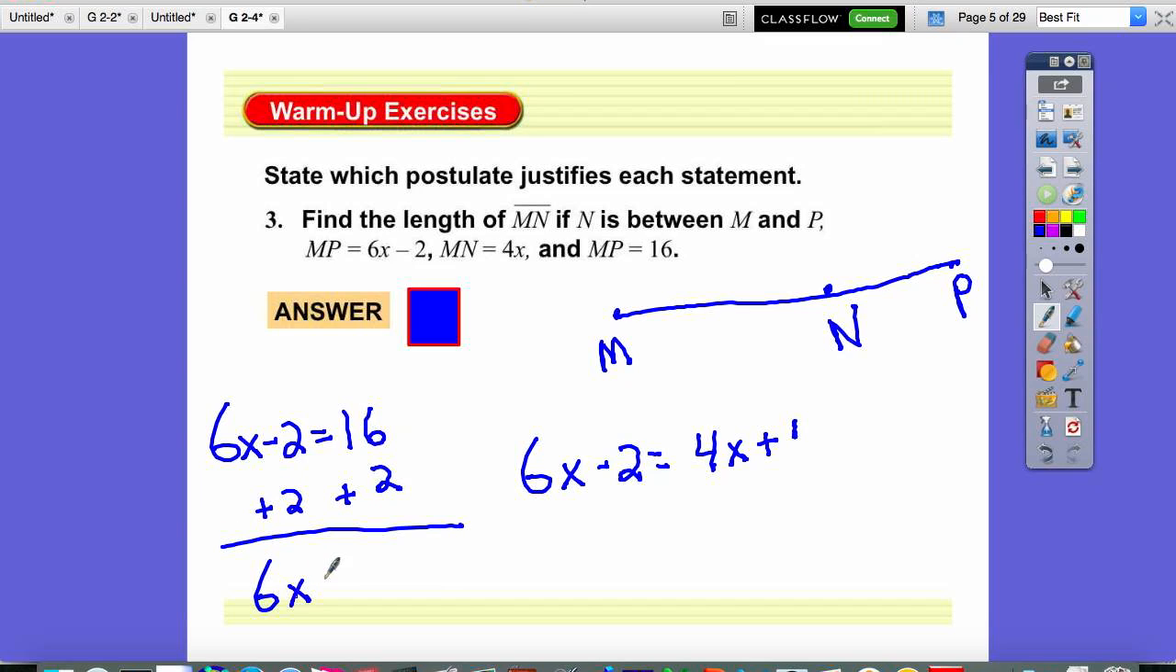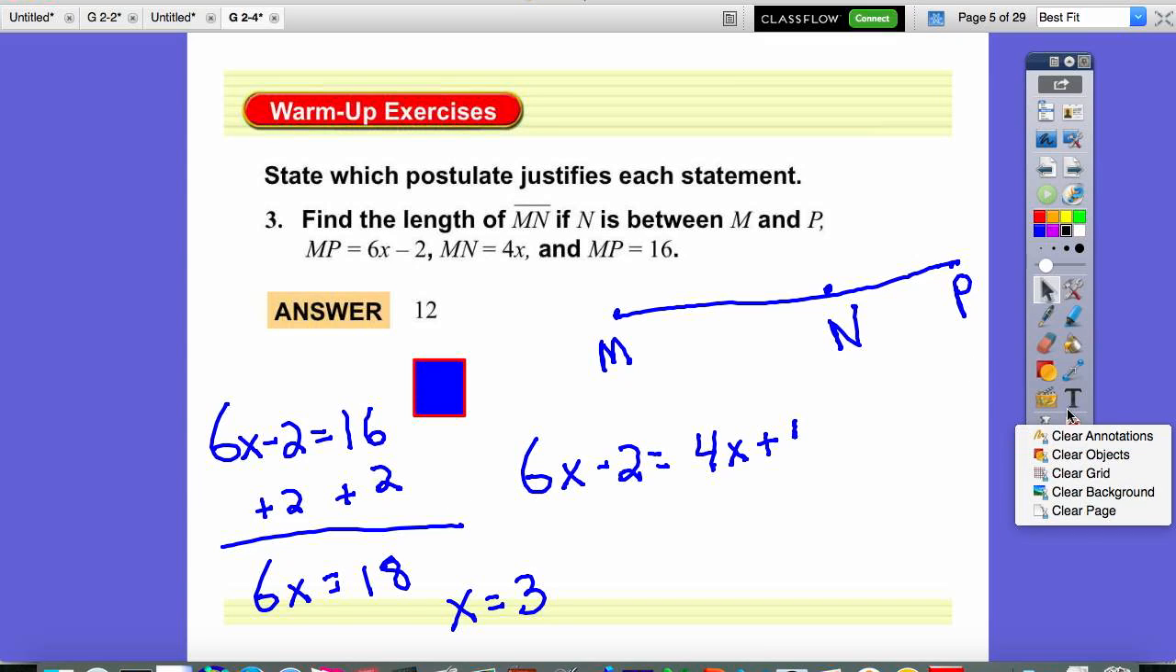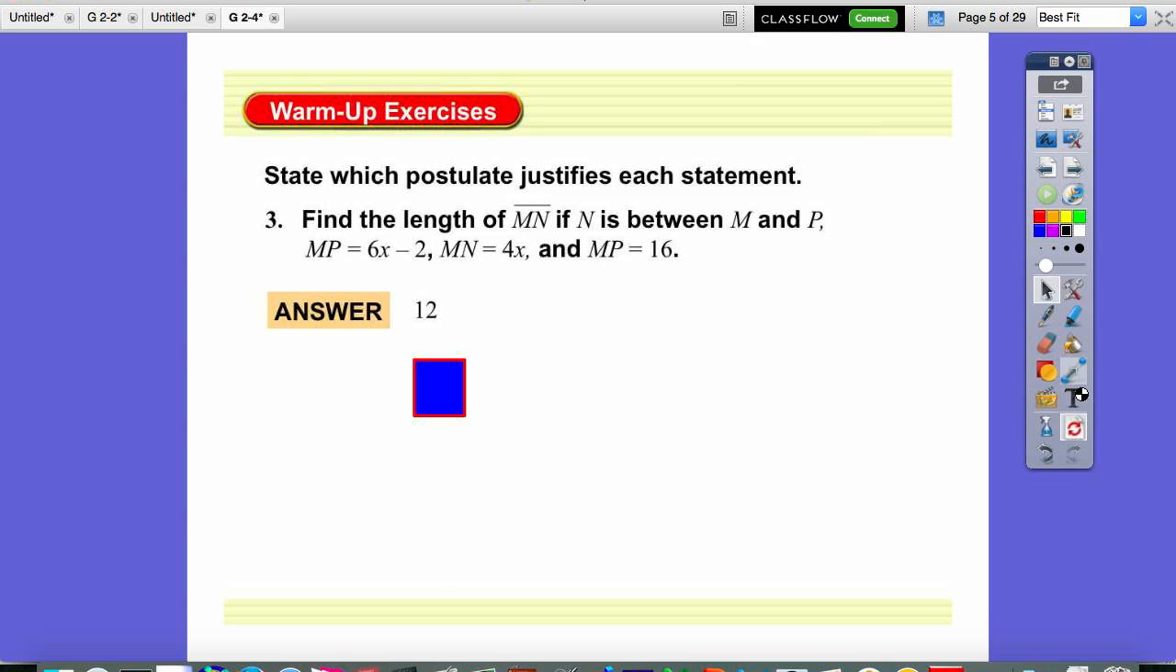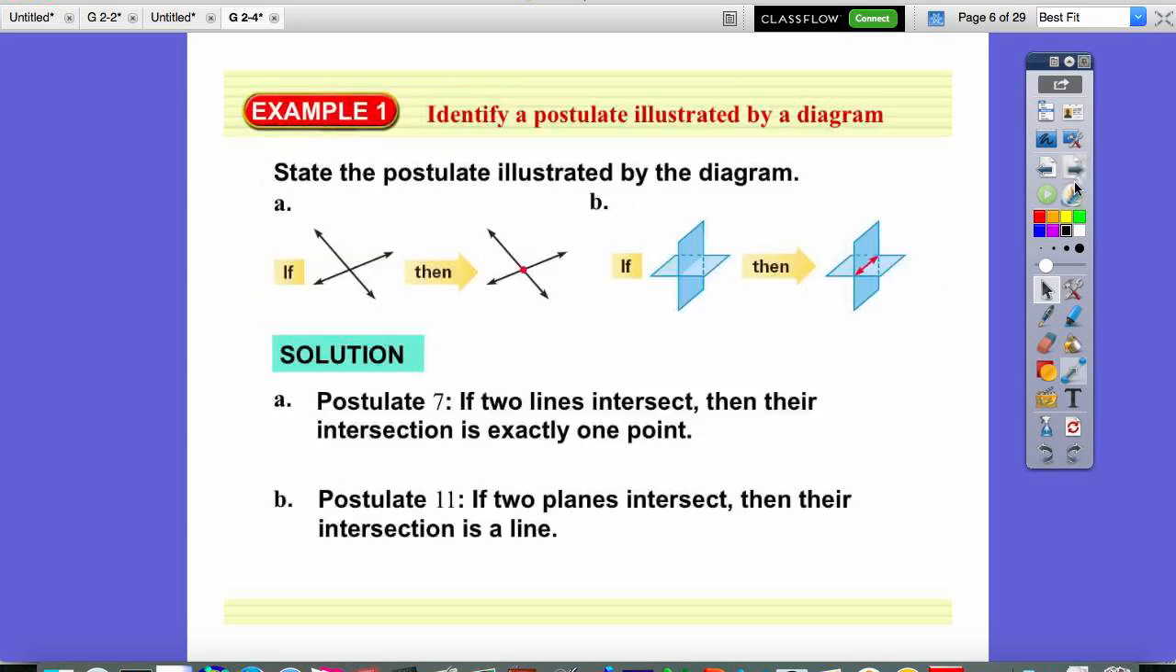I get 6x equals 18. X is actually equal to 3. They want me to find the length of MN, so 4 times 3 is actually 12. We had problems like this in chapter 1.